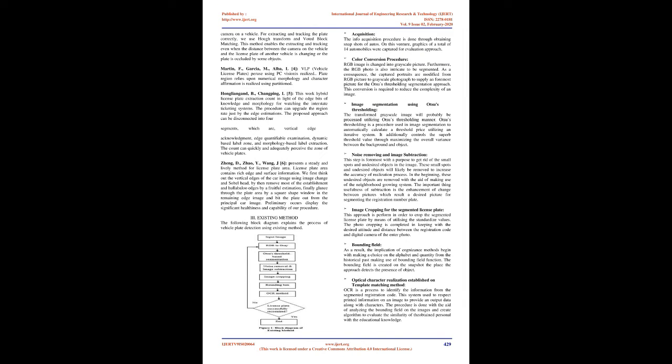To identify the recognized characters of the license plate, several image processing techniques are used to get the segmented area of interest of license plate images in existing methods. Some of those steps are data acquisition, color conversion, image segmentation using Otsu's thresholding method, noise removal and image subtraction, image cropping, bounding box, and optical character recognition based on the template matching method. When it comes to our proposed method, characters are recognized with the help of convolutional neural networks, CNN, and further information is given in the sections below.